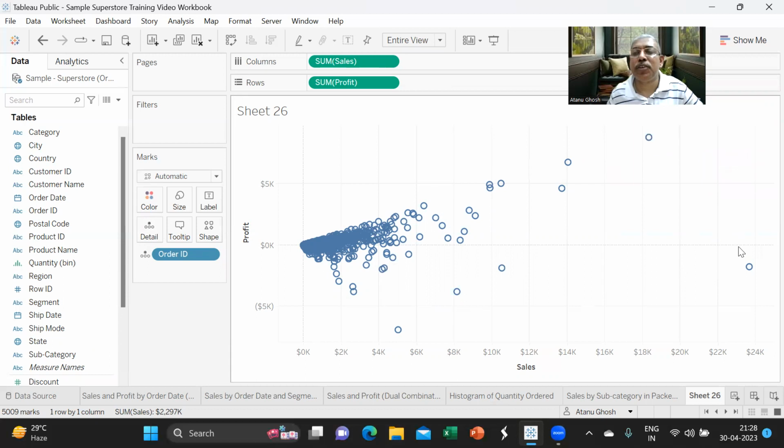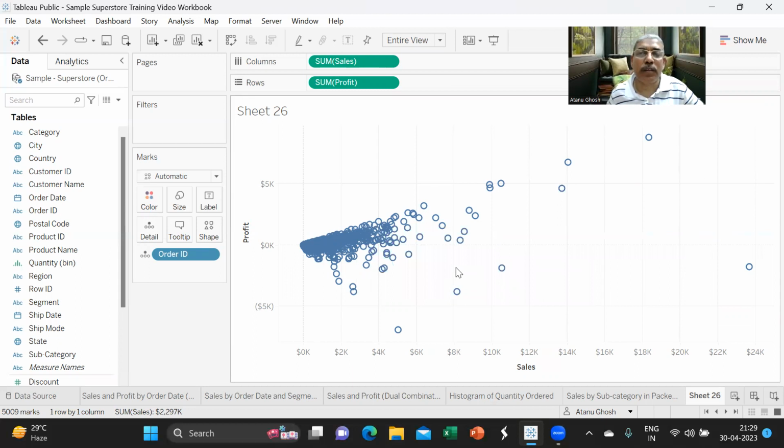So each individual point over here indicates each individual order, and we can see there's a big cluster around there. So most of the orders are having sales less than 4,000, and profits a little positive, maybe around a few hundred, or maybe about 1,000, more than that, and we can clearly see some outliers out there.